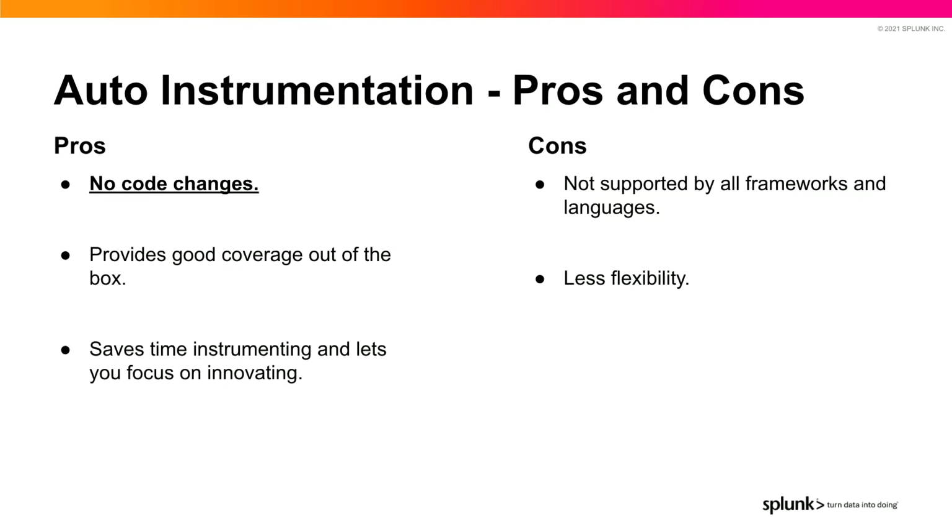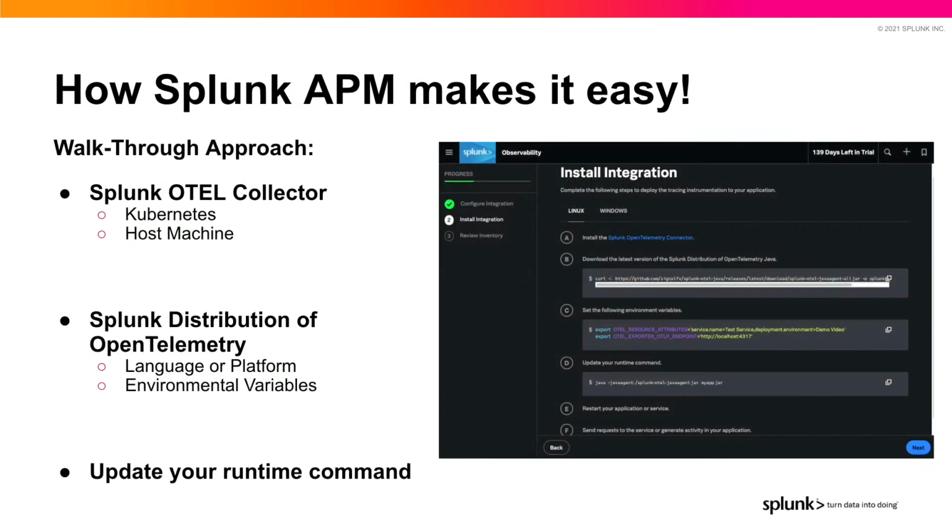Or the whole story. Now, when we look at how Splunk APM makes this process easy to auto-instrument your application, it pretty much walks you through a 3-step process. The first thing that you're going to do is install the OpenTelemetry Collector, whether it's on a Kubernetes cluster or a machine that's running your application.